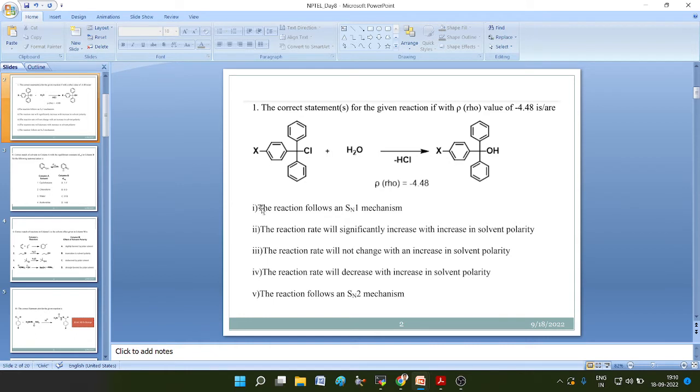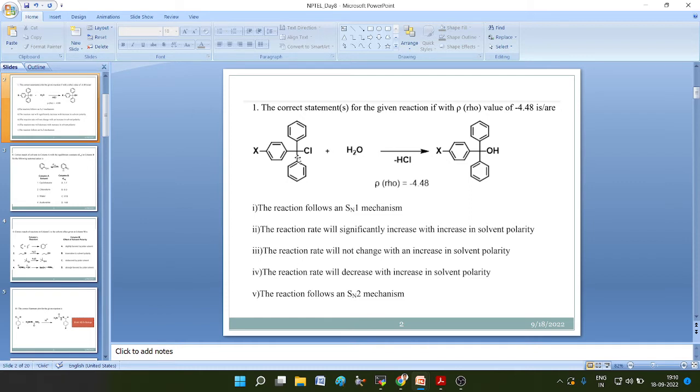Okay. Now let's read the second statement. The reaction rate will significantly increase with increase in solvent polarity. From the SN1 mechanism, we know that there will be formation of two charged species: the carbocation with a plus charge and then Cl minus. Both will be hydrated by the water molecules. Now if you increase the solvent polarity, it will stabilize these species, right? The intermediates and the transition state will be stabilized because those are more polar than the ground state.